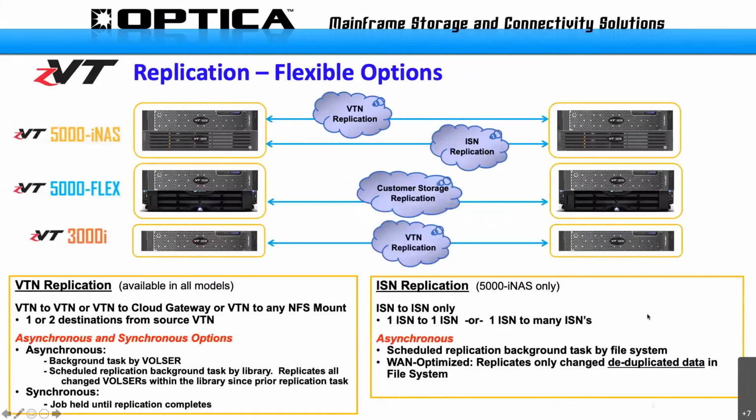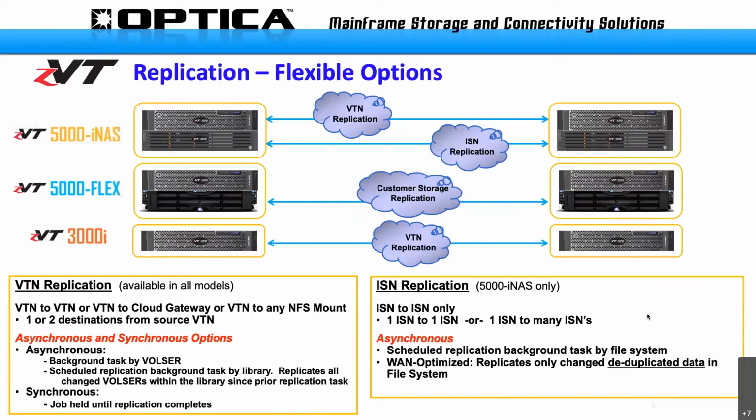Okay, replication options. Like I mentioned at the outset, we feel like we have the most flexible, broadest range of options relative to replication. There are two different types, what we call VTN replication, where the intelligence and the license resides on the virtual tape node. And because it resides on the virtual tape node, it's available on all three of our models. So you can have VTN replication on the 3000i, the Flex, or the iNAS system. And the VTN replication can go between VTNs, as a traditional setup might be prod and DR.